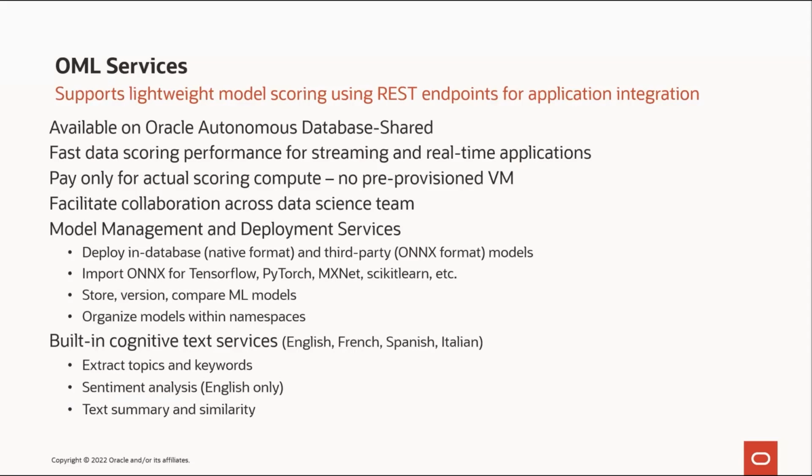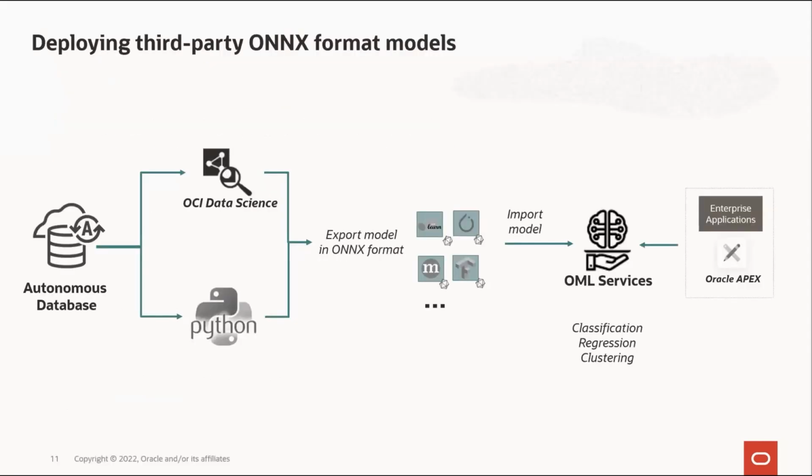Users can deploy in-database models from Autonomous Database to OML Services, but they can also deploy models that were developed using on-premises and DBCS databases as well. So when it comes to deploying third-party ONNX format models, users can build machine learning models outside the database environment, for example, using Python in OCI Data Science or another Python environment, or even an R environment. Using the REST interface, users can import these models to OML Services for use by enterprise applications.